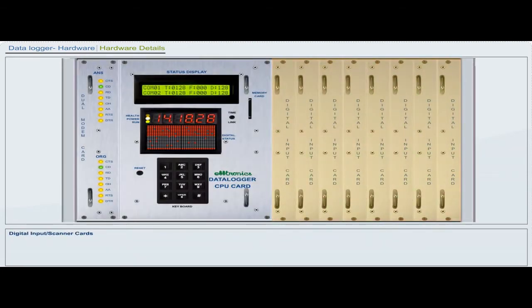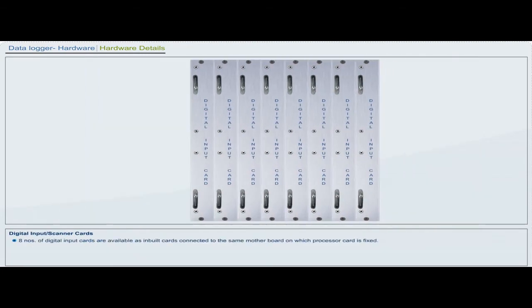Digital input or scanner cards. 8 digital input cards are available as inbuilt cards connected to the same motherboard on which the processor card is fixed. Each digital input card would be able to read the status of 64 relays. The digital input capacity inbuilt in the data logger system is 512.